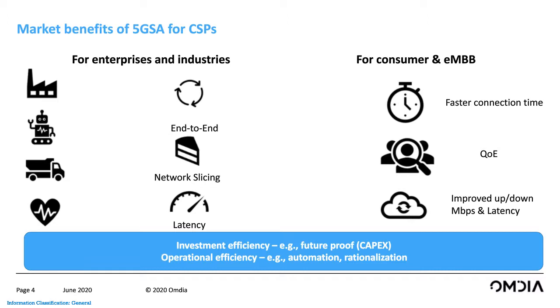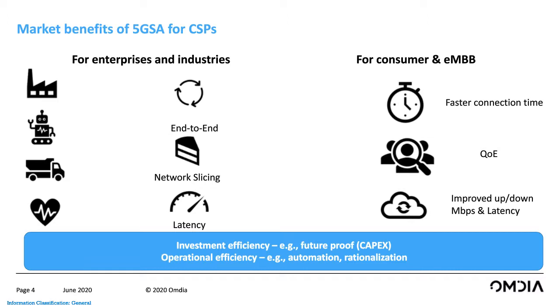Of course, that is probably the most important side of the opportunity for service providers in deploying SA, but there is also the eMBB and consumer side of it. Obviously, 5G SA will reduce the connection time, so the time it takes for the connection to be established, and that will result in improved quality of experience for eMBB customers. That includes consumer customers. And obviously, the overall improvement of uplink and downlink will give a much better speed rate and latency. So those are the demand side opportunity from both enterprises and consumer.